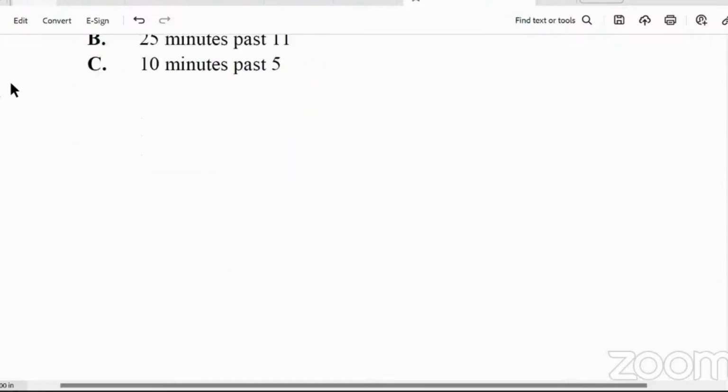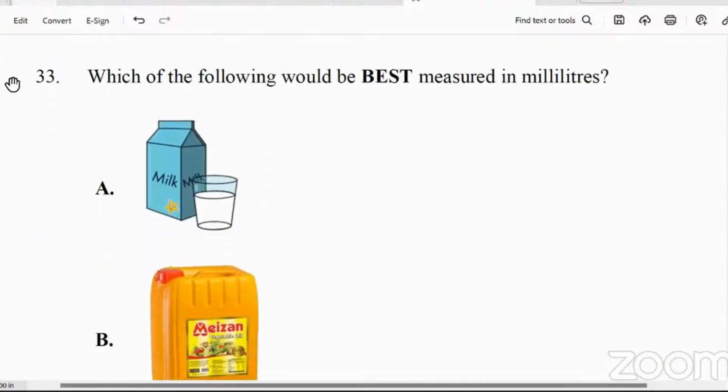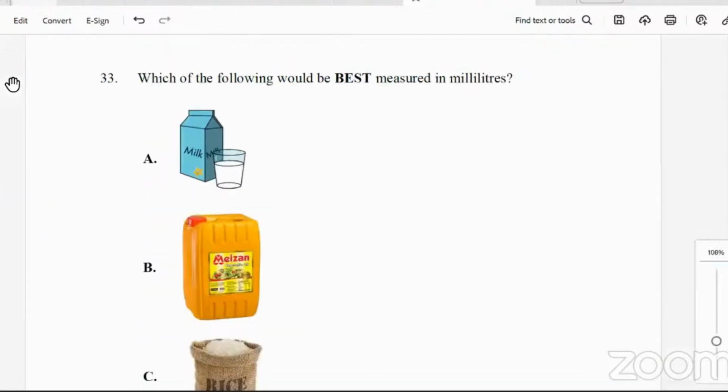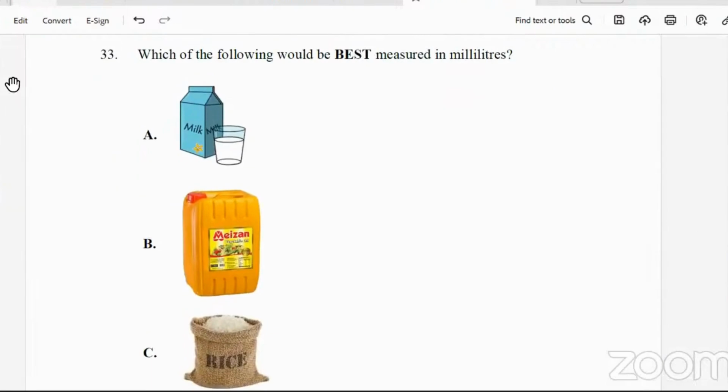Next question. And I hope I'm not going too fast for you guys. I hope I'm doing it at a speed that you guys can understand. Okay, so which of the following would be best measured in milliliters? All right, so remember we use liters for measuring liquid, but then in terms of how much liquid we're measuring, what would be the appropriate unit? Would it be liters, milliliters, kiloliters?